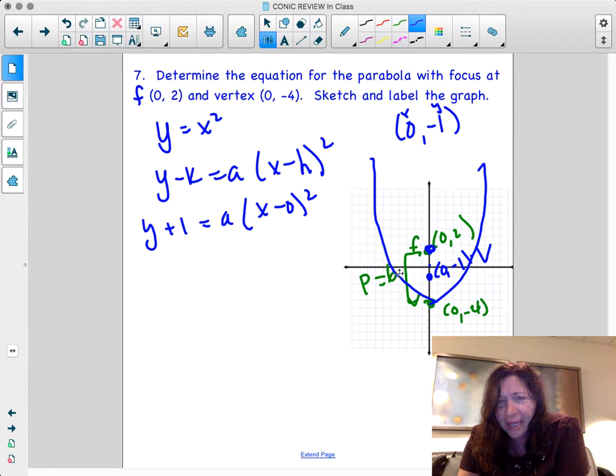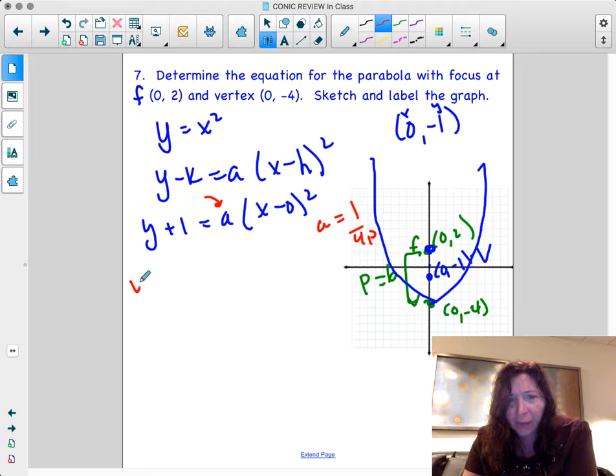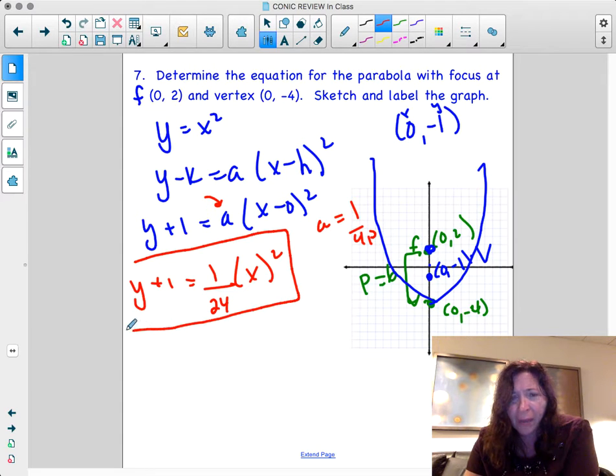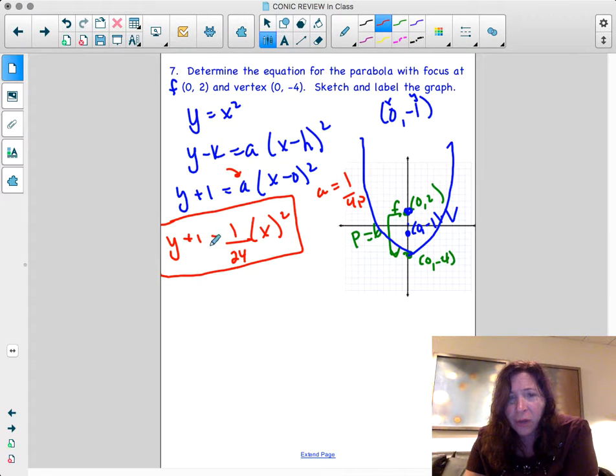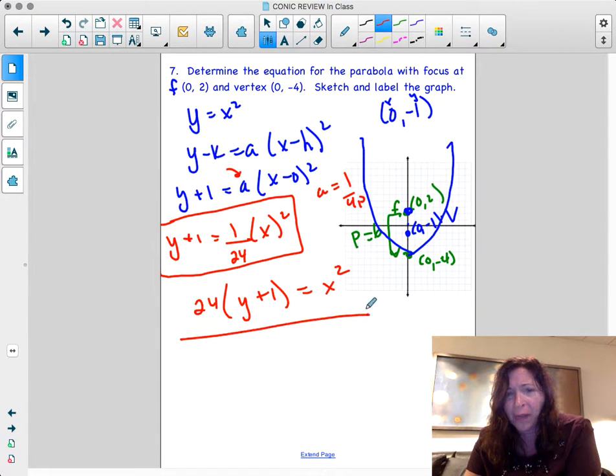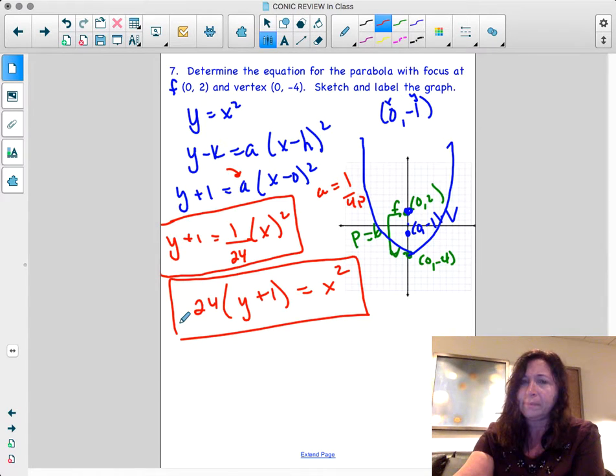Now, p is 6. That makes a difference because remember what this equals right here, the a? a is equal to 1 over 4p. If p is 6, then I'm going to go y plus 1 equals 1 over 4 times 6, 24, times the quantity x squared. So this is my equation of my parabola. Remember, not a problem, I could put the 24 in front if you prefer that, y plus 1 equals x squared over 24. And there's my equation of my parabola.